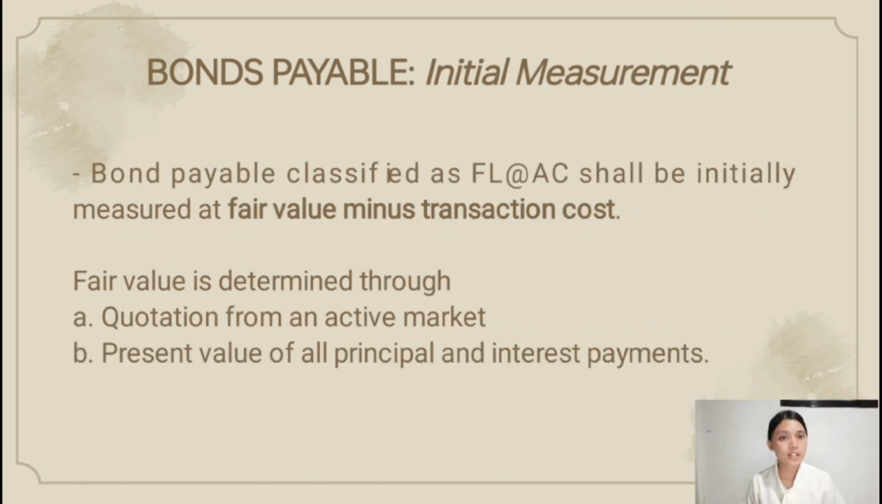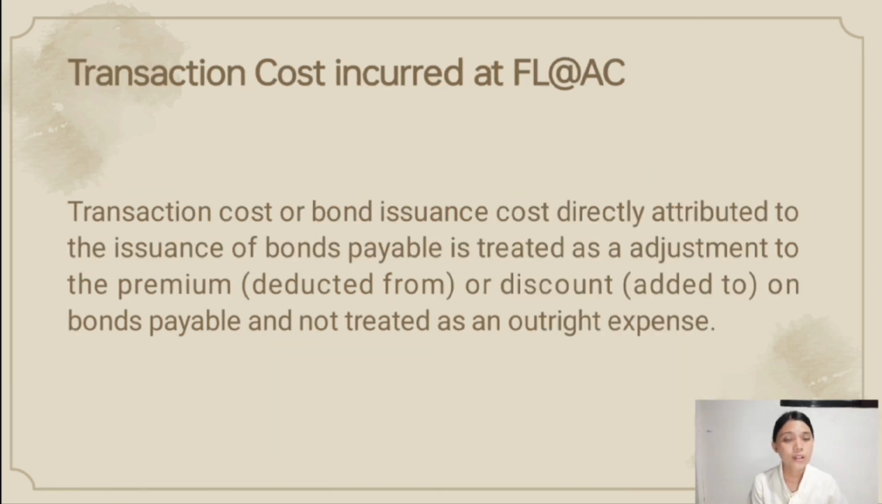So the next is the initial measurement of bonds payable. Bonds payable classified as financial liabilities at amortized cost shall be initially measured at fair value minus transaction cost. And this fair value is determined through, in order, first, the quotation from an active market, and second, the present value of all principal and interest payments.